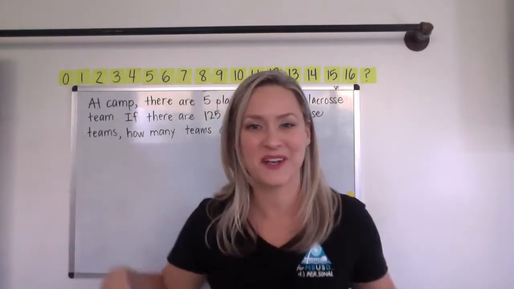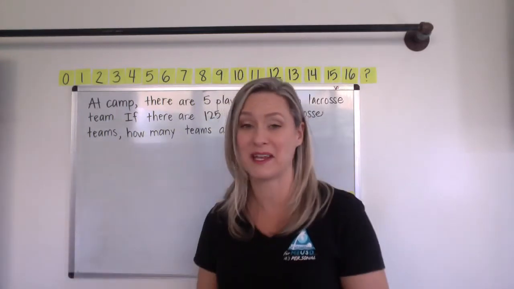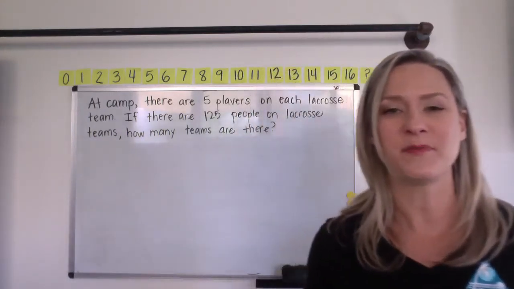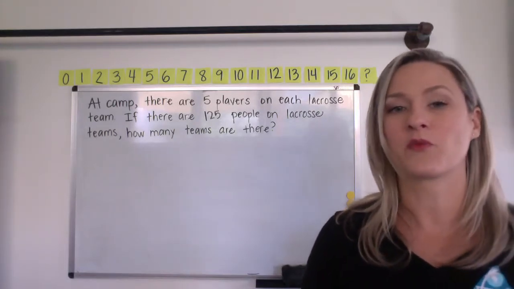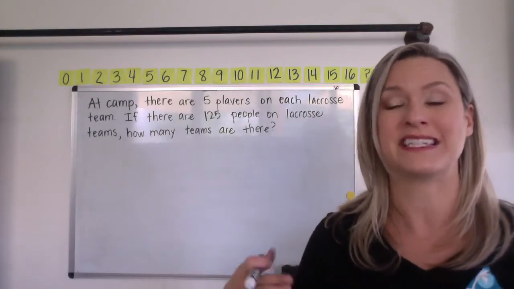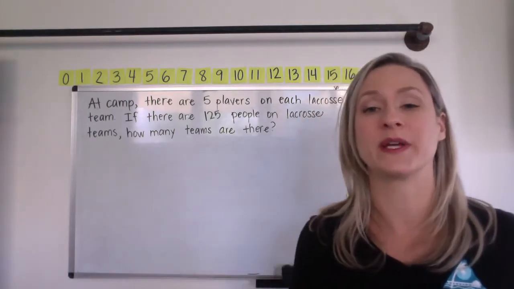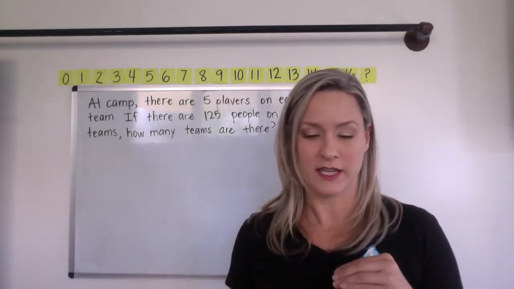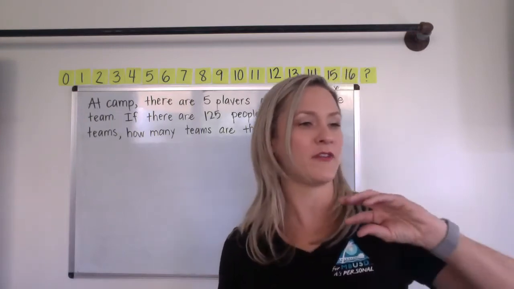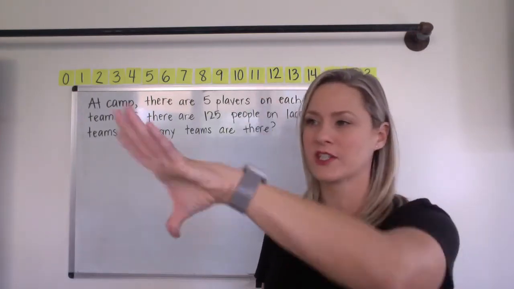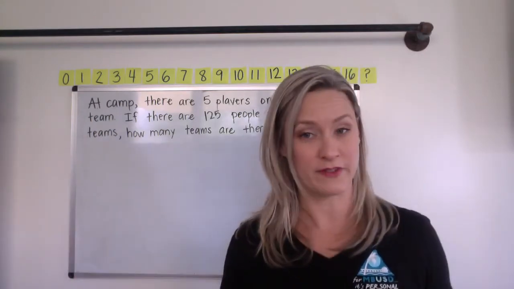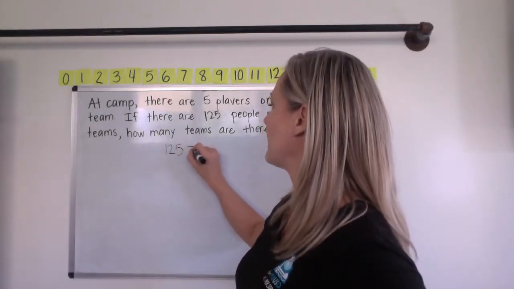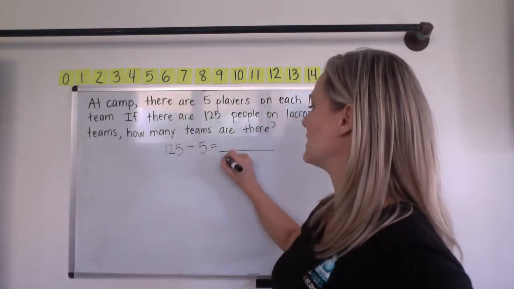All right, here we go, you guys. We've got lacrosse in the house, which I know is getting big in Manhattan Beach. So I'm sure some of you are lacrosse players out there. At camp, there are 5 players on each lacrosse team. If there are 125 people on lacrosse teams, how many teams are there? It's super important that we stop to imagine. We've got 125 people out there, and maybe a coach is like, hey, you 5, you're a team, you're a team, you're a team. How many teams are there? We're trying to figure that out, right? So what we're thinking is 125 divided by 5 equals the number of teams.